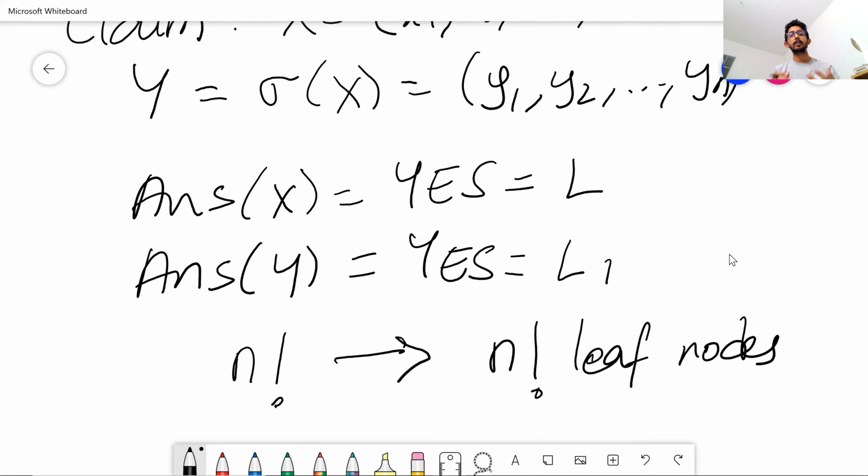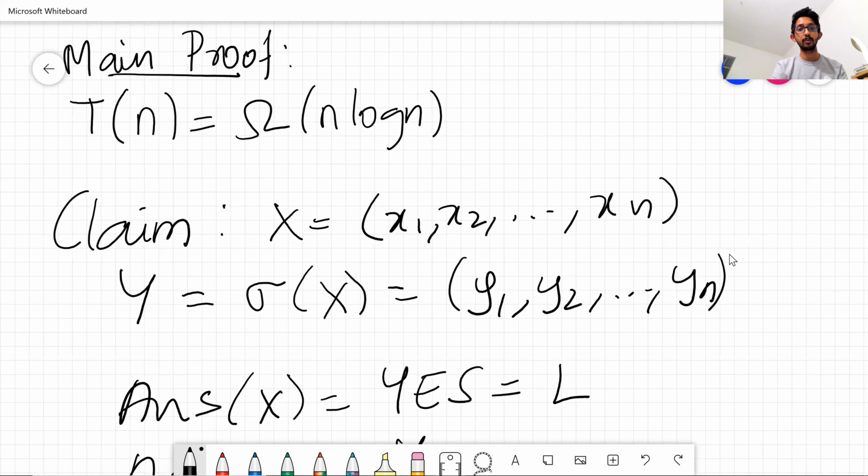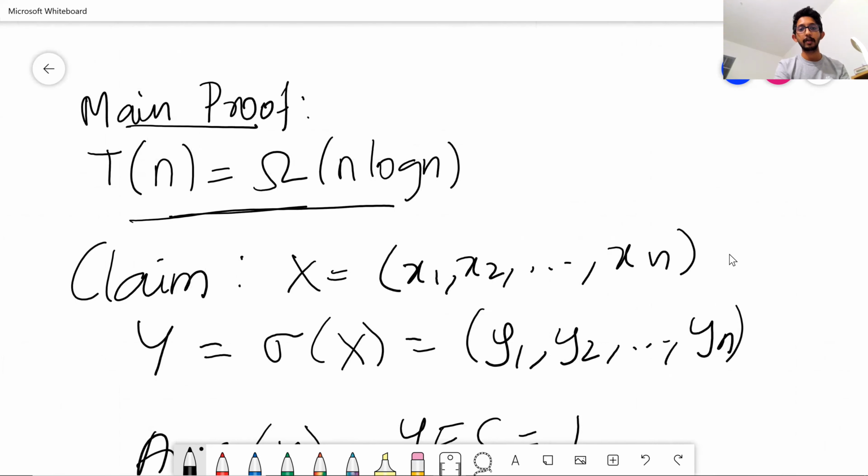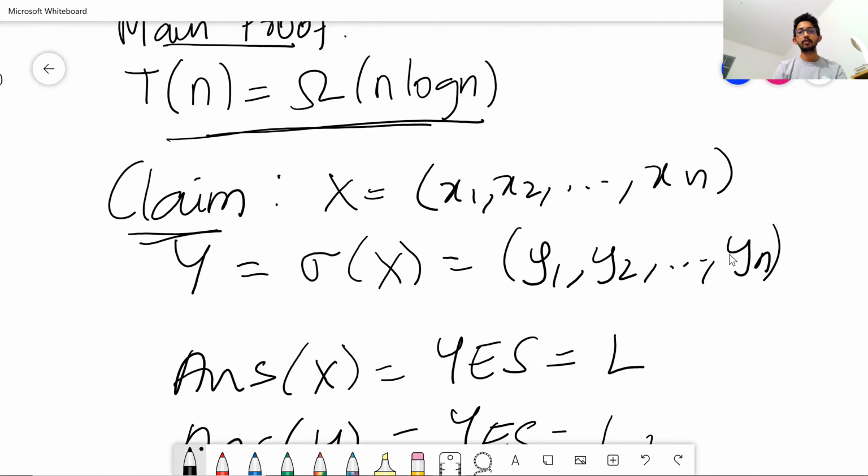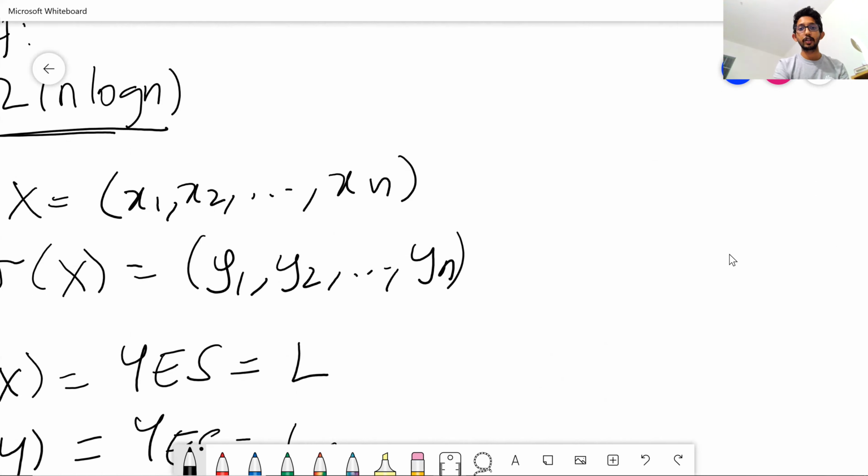So, in fact, if we are able to prove that every permutation of the same array can go to the same answer but a different path, then we'll have n factorial leaf nodes. And so we'll be able to prove that if we have n factorial leaf nodes, we will be able to do our main proof of T(n) = Ω(n log n). So how do we prove our first claim, that two permuted arrays go to the same answer but different paths? So we do it this way.